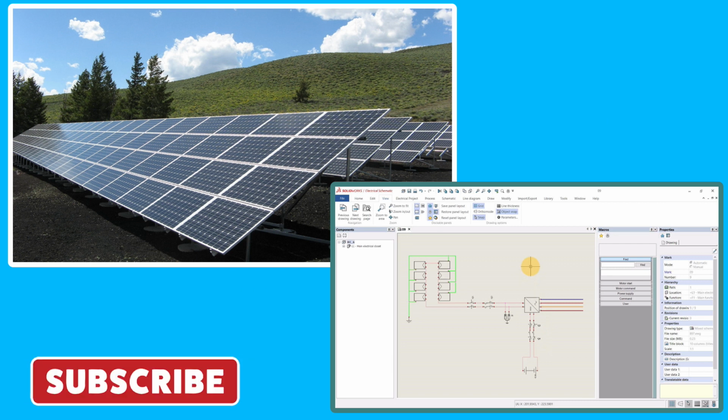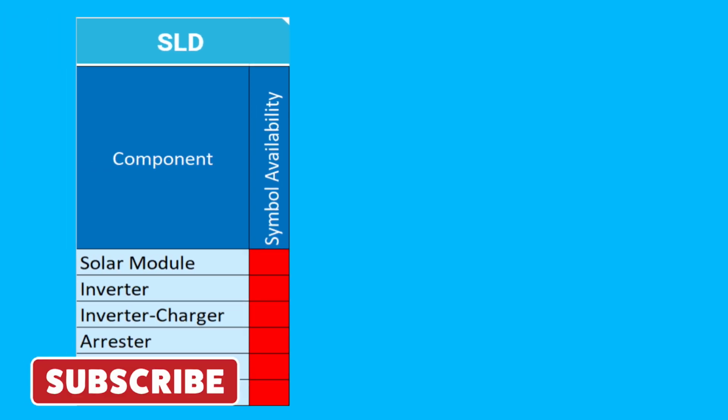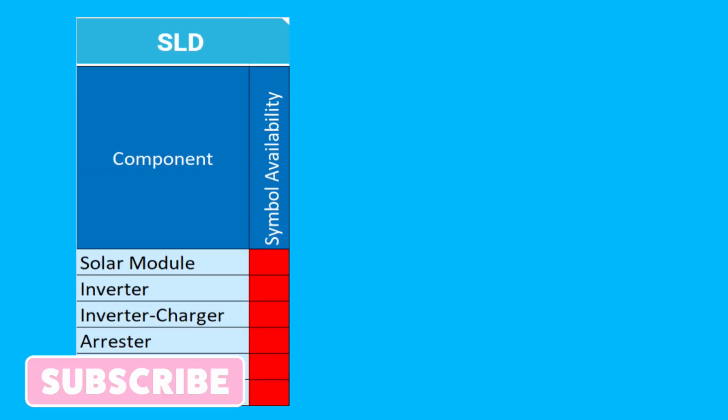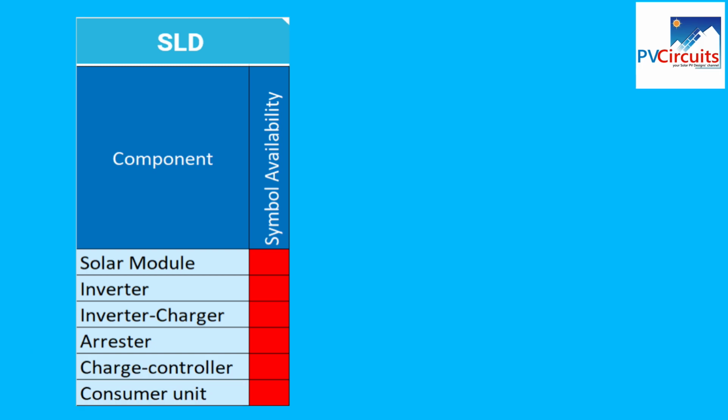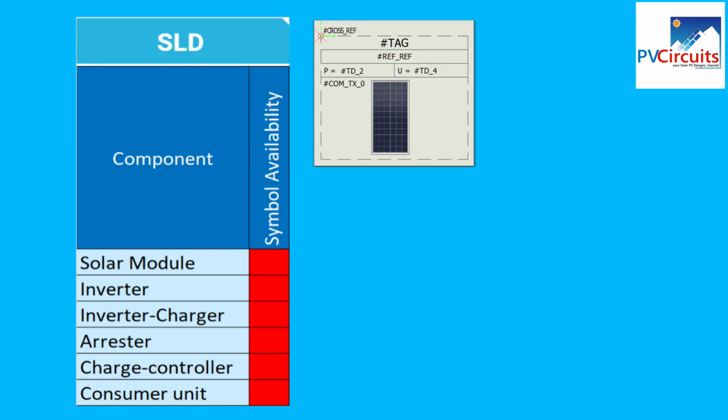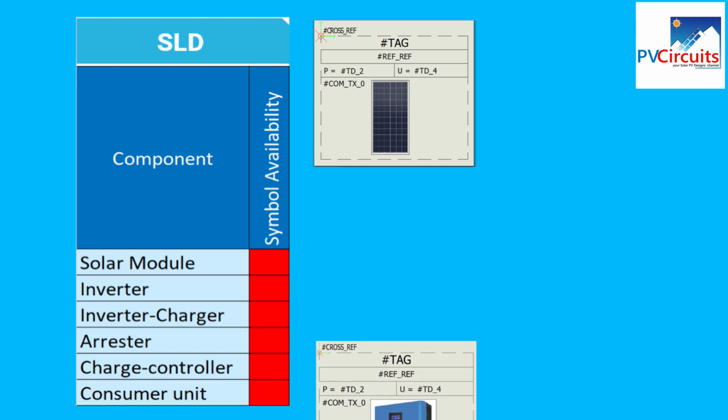Welcome. In these graphics, we see the list of the components that we're referring to. And for the single line diagrams, the components that we require for modeling the single line diagrams are the solar module, the inverter-charger, arrestor, charge controller, and consumer unit. The red color there shows that some of these essential symbols are not available.